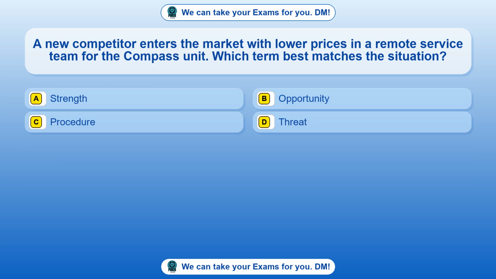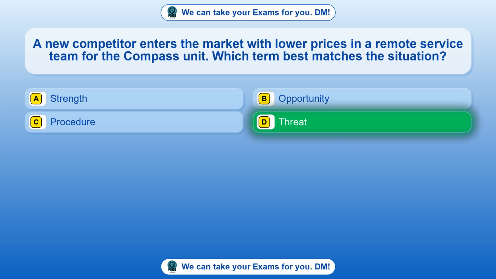Question 70. A new competitor enters the market with lower prices in a remote service team for the compass unit. Which term best matches the situation? Option A, strength. Option B, opportunity. Option C, procedure. Option D, threat. The correct answer is option D, threat.